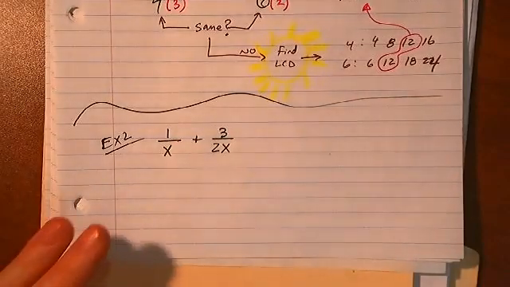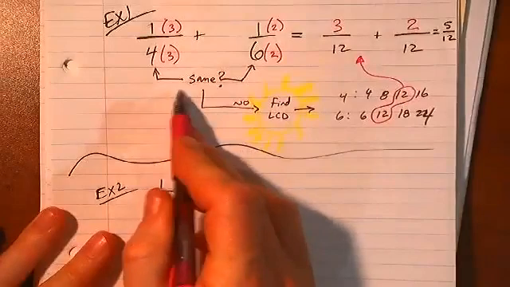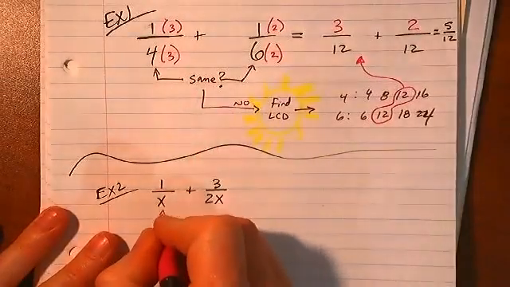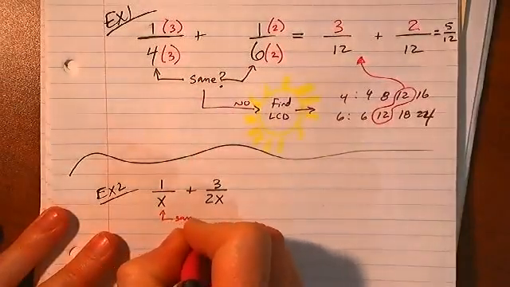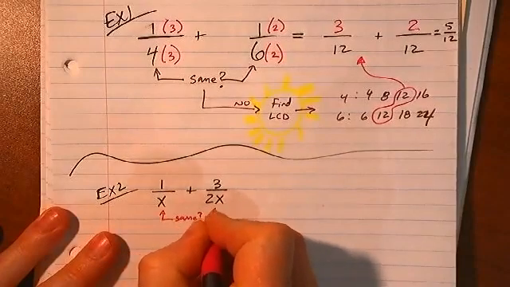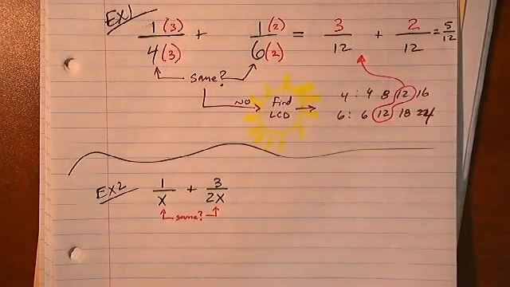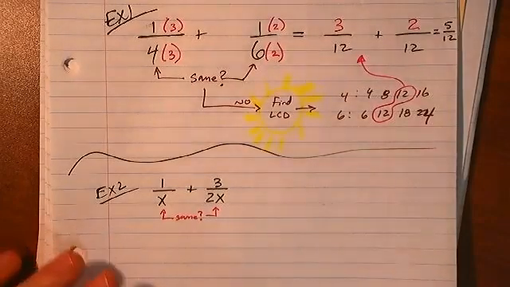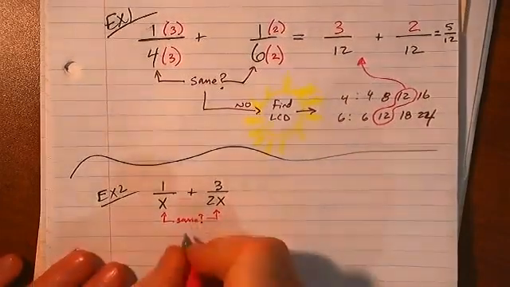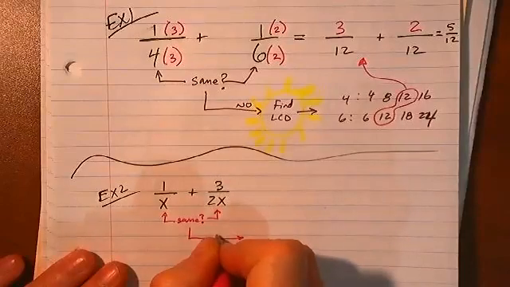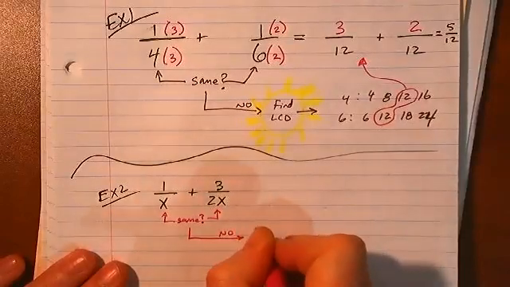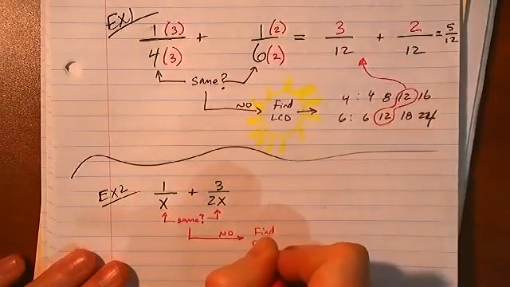Okay, so the process is the same. The first thing I want to do is check to see, are my denominators the same? If the answer was yes, we would be good to go. We would just simply add together the top. In fact, I'll do an example of that in the example video, in a few minutes if you watch that. But in this case, they are not the same. So we will find the common denominator.